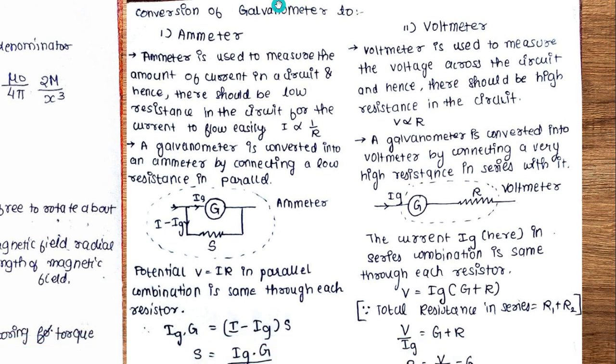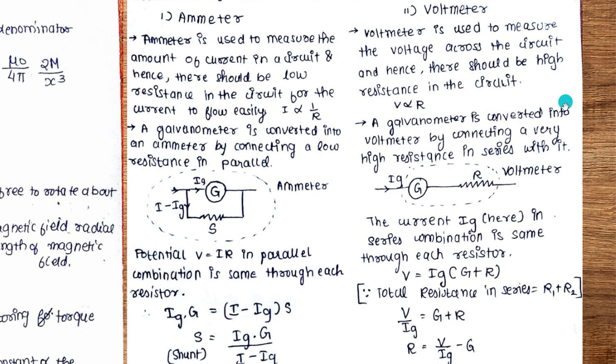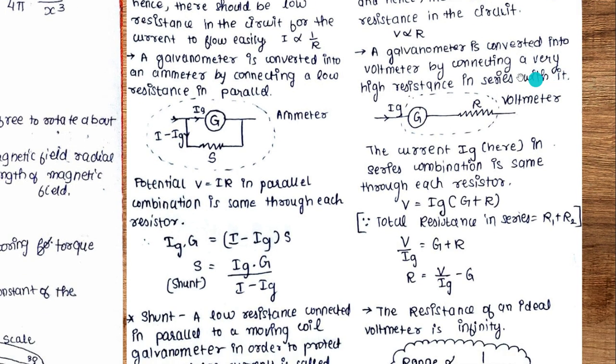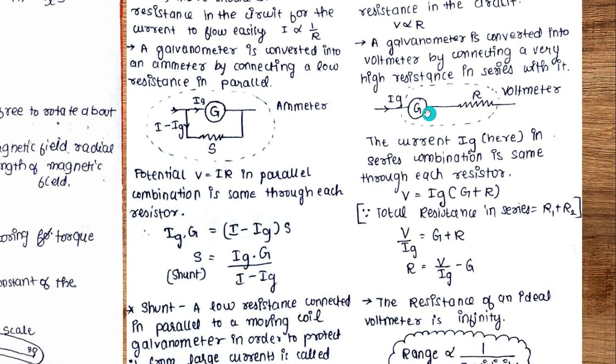Now, a conversion of galvanometer to voltmeter. A voltmeter is used to measure the voltage across the circuit, and so V is directly proportional to R, right? So resistance should be high. So the galvanometer is converted into a voltmeter by connecting a very high resistance in series. So resistance in series is what? The total resistance increases, right? We can directly say the total resistance is G plus R.